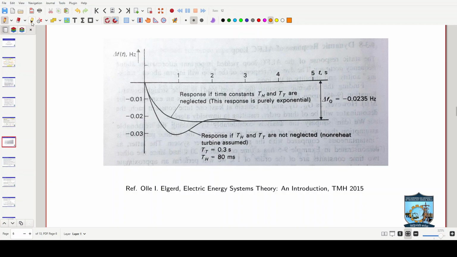If you see here, this part is the dynamic response. So how fast it is responding. But in every case there is some delta F0, isn't it? It's not desirable.